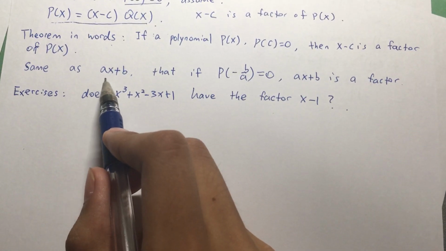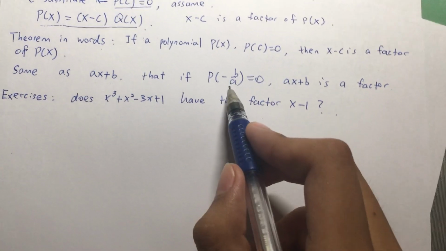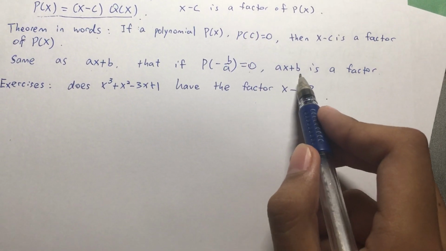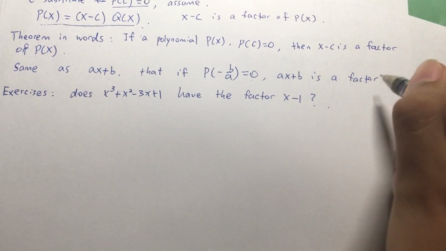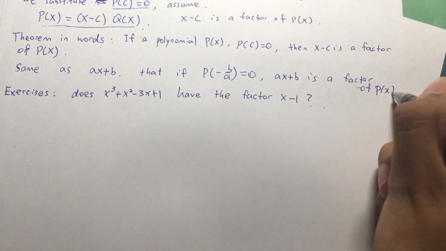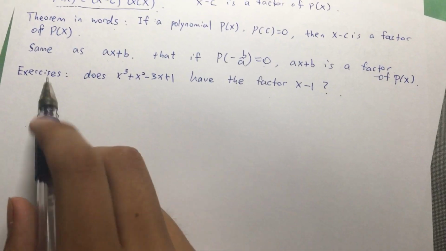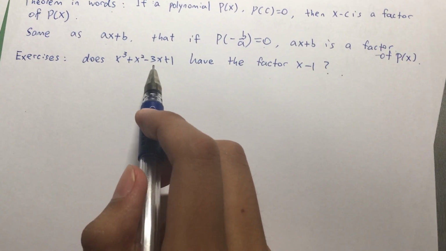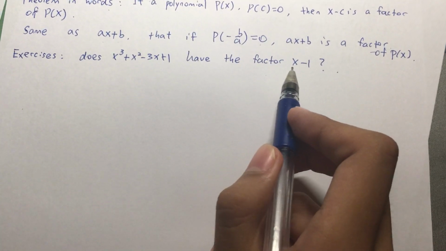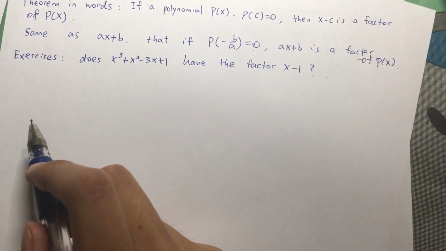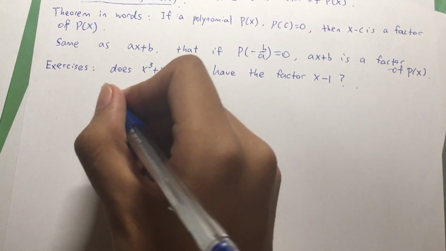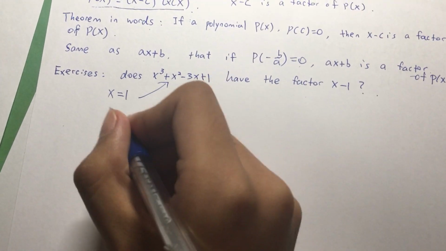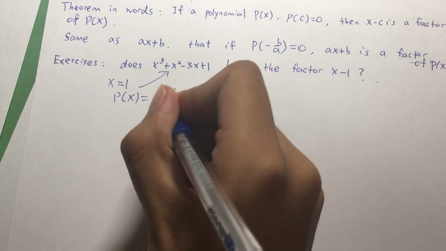It is also the same for ax plus b, such that if P(negative b over a) equals 0, then ax plus b is a factor of P(x). So now we also have an exercise. Does x to the power of 3 plus x squared minus 3x plus 1 have the factor x minus 1? So how do we do this? We can just simply substitute x equals 1 into this equation, and check if this P(x) is equal to 0 or not.